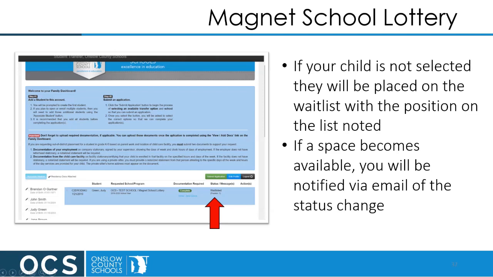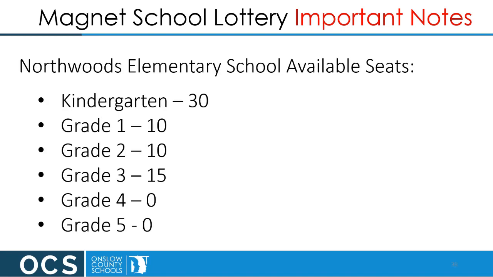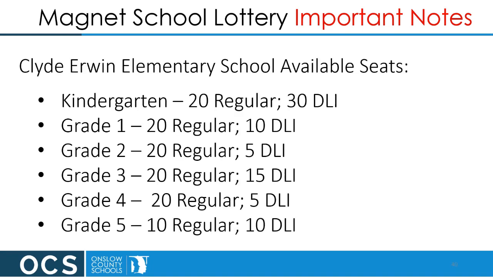For the 2018-2019 school year, there are 110 seats in grade 6 available at Newbridge Middle School. No seats are available at this time in grade 7 or grade 8. For Northwoods Elementary, kindergarten has 30 seats available, 10 in grades 1 and 2. Grade 3 has 15 seats available, and none in grade 4 or grade 5.